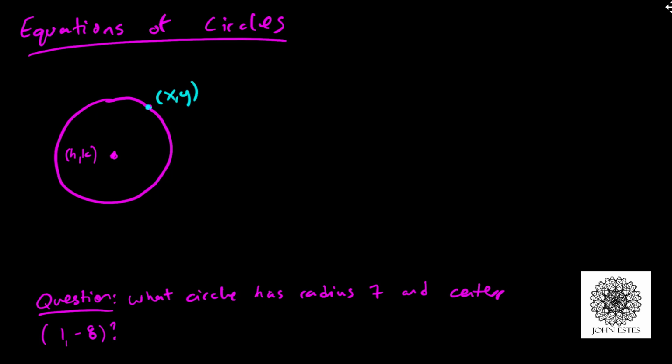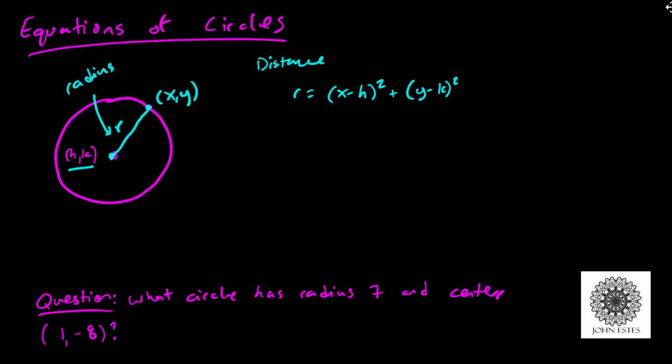Now I'm going to draw a straight line from the center of that circle to that point, and we'll label that r for its radius. The center here is this point (h, k), and the center and radius determine what the circle will be. Here's what we need. From the distance formula, I know that r, the distance between (h, k) and (x, y), is characterized like this: the difference in your x coordinates squared plus the difference in your y coordinates squared, and you take the square root of all of that.